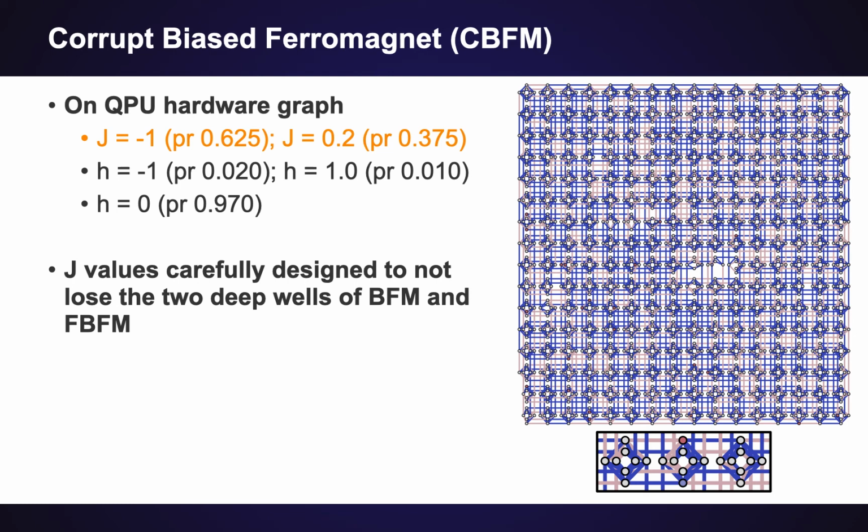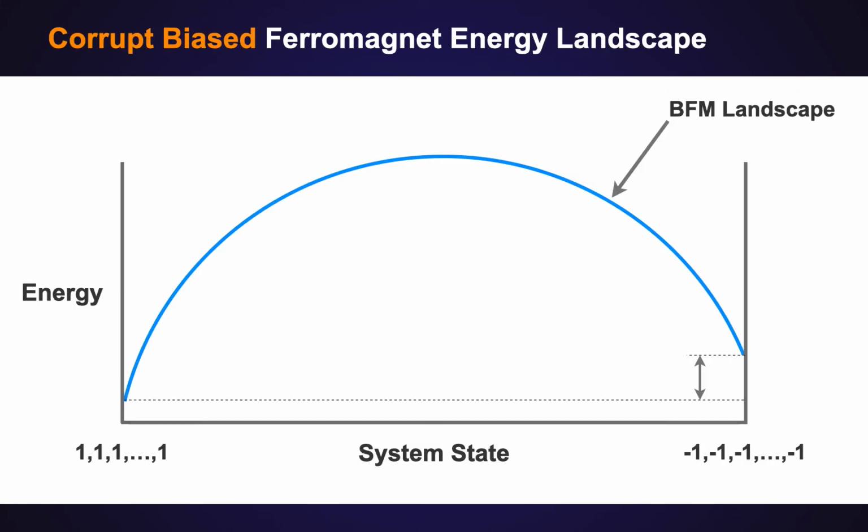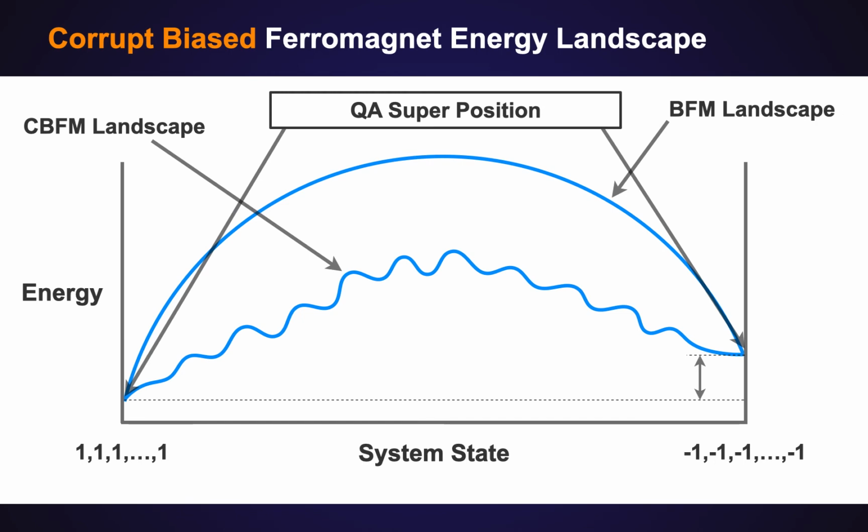Now we had to tune these parameters, both the probability and the strength of the J's, very carefully so that we still have these 2 deep wells. And then again, we're going to apply a random gauge transformation so that it's harder for some of the algorithms to see this structure. So if this was the BFM landscape from before, now we have something more like this, where we still have the 2 deep wells, but there's a lot of small valleys in between that one can get stuck in.